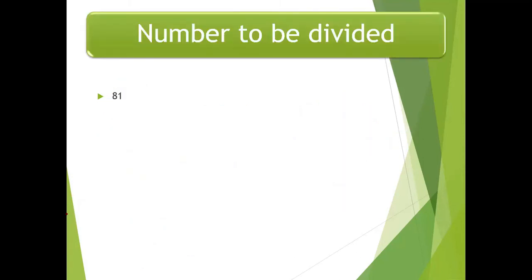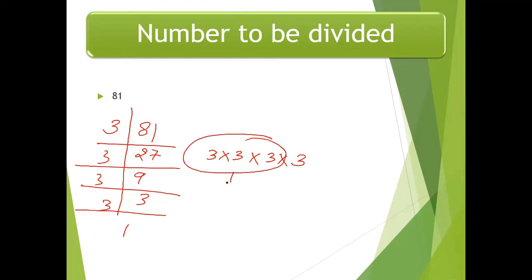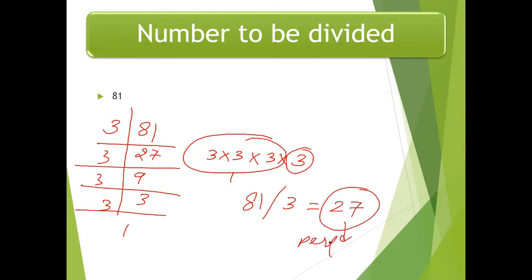Now, number to be divided to make the number perfect cube. To make 81, let's start doing its prime factorization. 27, 3, 9, 3, again 3, and 1. Here we have 3, 4 times. Okay, these 3 are making a perfect group. Okay, this is extra. So we have to divide 81 by 3 to get a perfect cube. So the answer is 3.